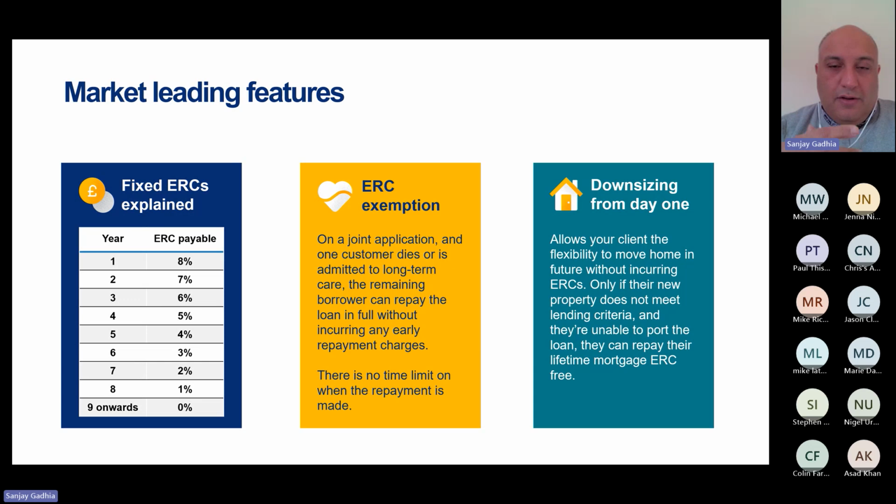And in effect, furthermore, you can give your customer that comfort that if they were to move to that property, this downsizing protection feature is available, and you are enabling them to remove that ERC and redeem their lifetime mortgage with us without incurring any early repayment charges.